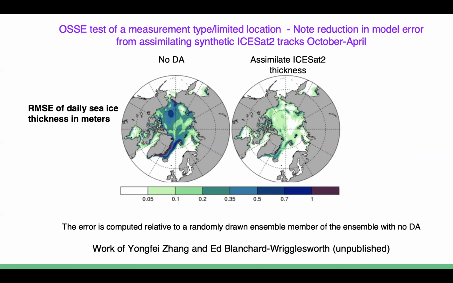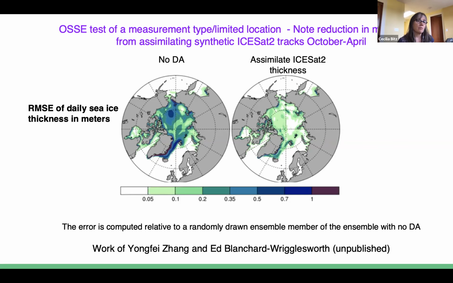So one last demonstration of a model result. The previous slides were assimilating full fields. So it was as if we had observations everywhere in our grid, which is great, but it's not always the case, right? Sometimes we only have observations at some particular location, or from a flight track, or from a satellite track.